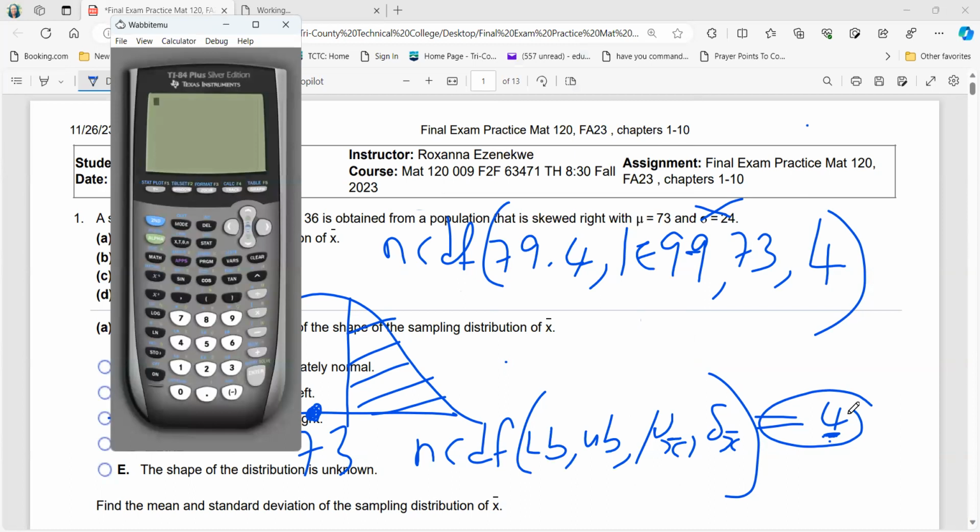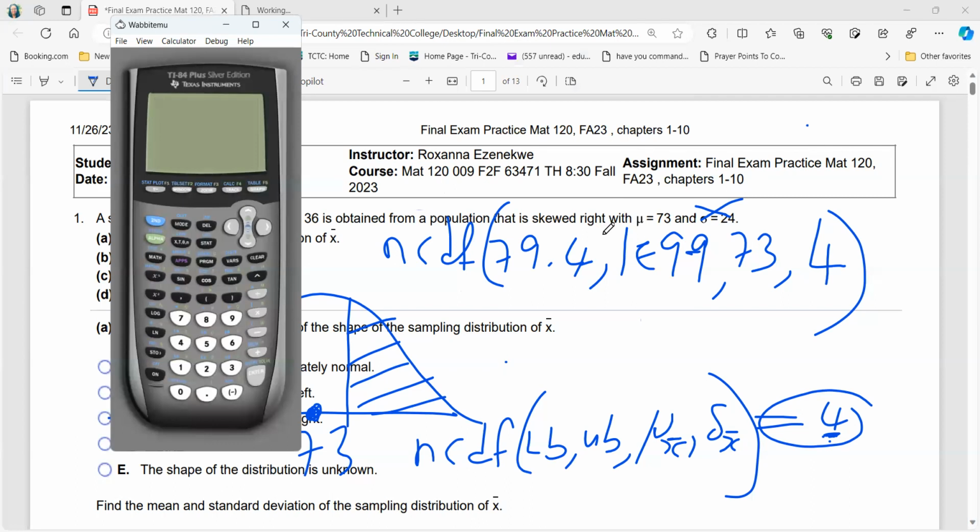Standard error is the standard deviation of the original data divided by the square root of the sample size. And we already did calculate the standard error, and it is 4. So right here, I plugged in all the numbers that I already know. So the lower bound is 79.4. The upper bound is 1 E to the power 99, because it is positive infinity. I am accumulating to positive infinity.